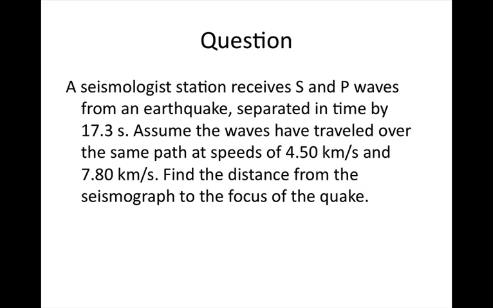Here's a question. A seismologist station receives S and P waves from an earthquake, separated in time by 17.3 seconds. Assume the waves have travelled over the same path at speeds of 4.5 kilometers per second and 7.8 kilometers per second. Find the distance from the seismograph to the focus of the quake.